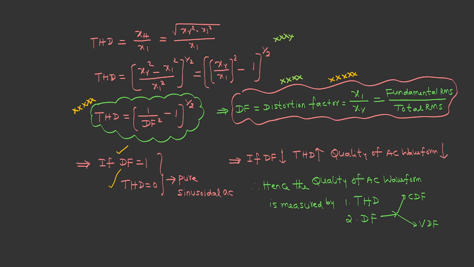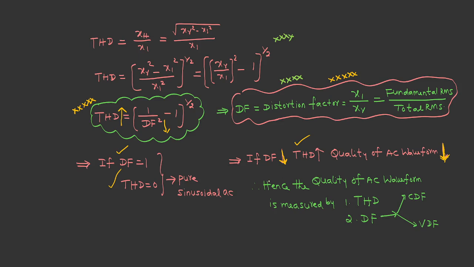If distortion factor decreases, total harmonic distortion increases. Total harmonic distortion increases means the quality of the AC waveform decreases. What do we mean by reducing the quality of the AC waveform? It is a waveform whose nature is away from the sinusoidal nature. That is the meaning of quality reducing. That's why if any waveform has a high value of total harmonic distortion, its nature is deviated from the sine wave.